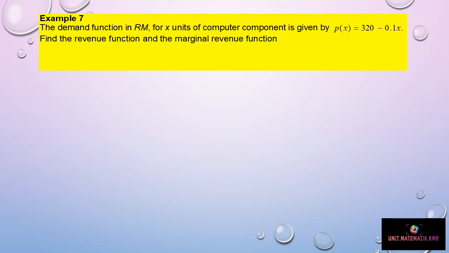Example 7. The demand function in RM for x units of computer component is given by P(x) equals 320 minus 0.1x. Find the revenue function and the marginal revenue function. So first, we need to find the revenue function. By using this formula, revenue function equals x times P(x). P(x) is the price function given here. So, x times 320 minus 0.1x.